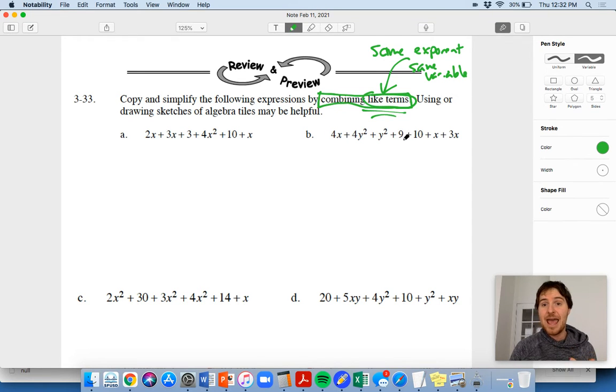Here, this is 9x to the 0th power, technically. This is 10x to the 0th power. So what is x to the 0th power? You guys remember zero powers, right? Zero powers are equal to 1. X to the 0th power just means 1, so 10 times x to the 0th power is just 10 times 1, that's 10. Anyways, 10 is the only thing that we'll combine with 3 to the x to the 0th power. Same exponent, same variable, you can combine like terms.